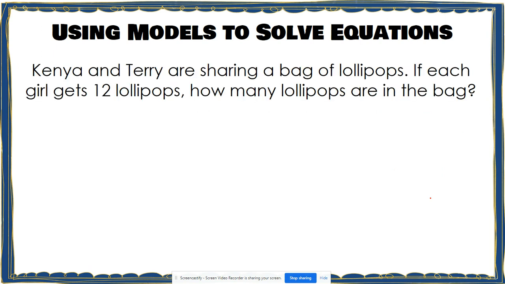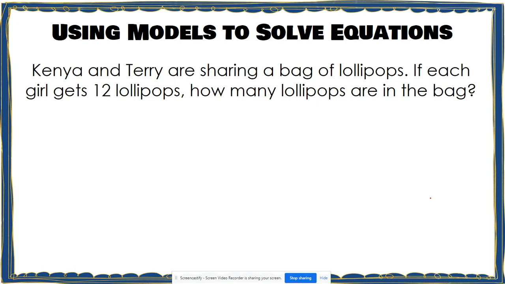Next, I see that Kenya and Terry are sharing a bag of lollipops. If each girl gets 12 lollipops, how many lollipops are in the bag? The first thing that I start out with is knowing the total. But in this case, the total is actually what I'm looking for.